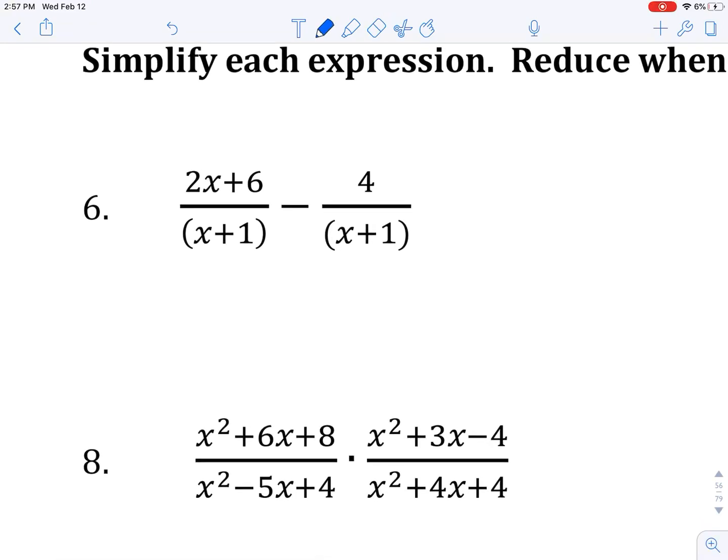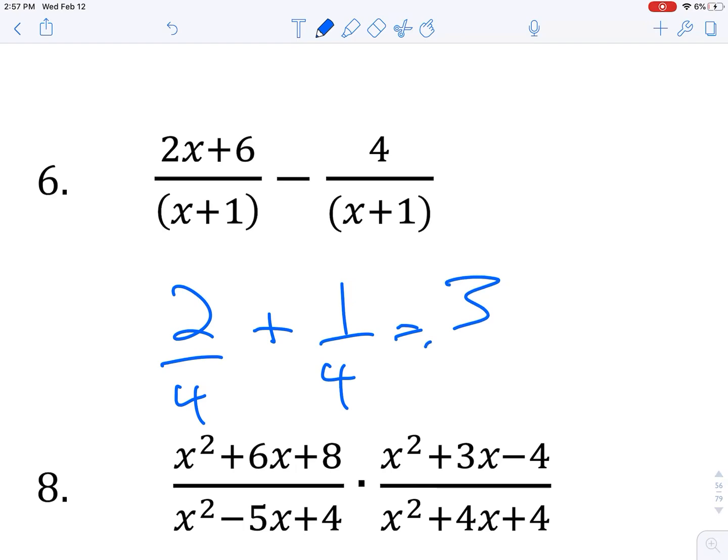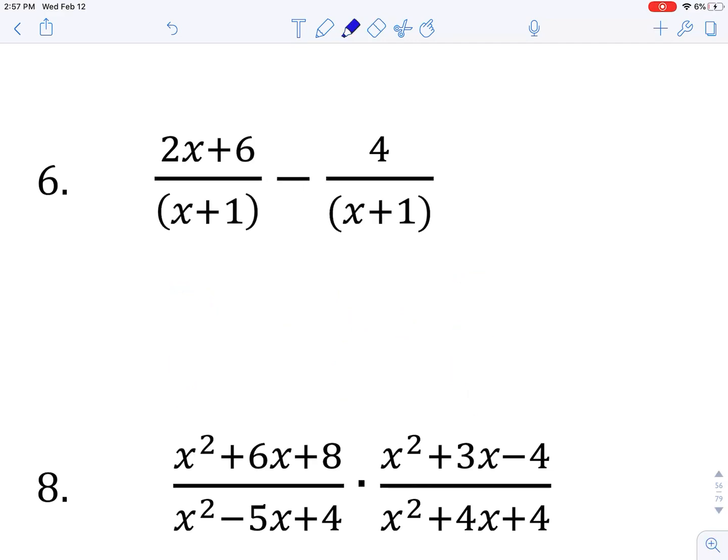Okay, so our last video is going to be on adding and subtracting, multiplying and dividing rational functions. Just like with regular fractions, when we're adding and subtracting, we have to have common denominators. So let me give you a better example than that. If I had 2/4 plus 1/4, I'm just able to add and I get 3/4. I don't get 3/8. The denominator stays the same. Now if I'm multiplying or dividing, the denominators do not have to be the same.